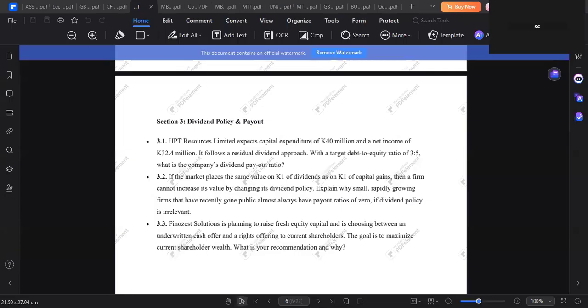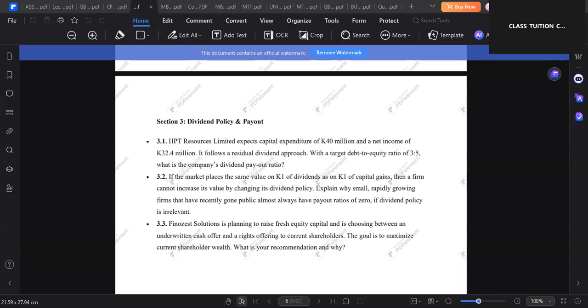Yeah, because the shares are discounted, it gives the shareholders an opportunity to buy the shares at a reduced price, meaning they'll have more shares. So it's still going to benefit them.